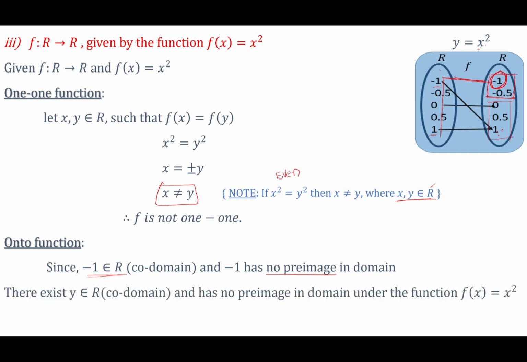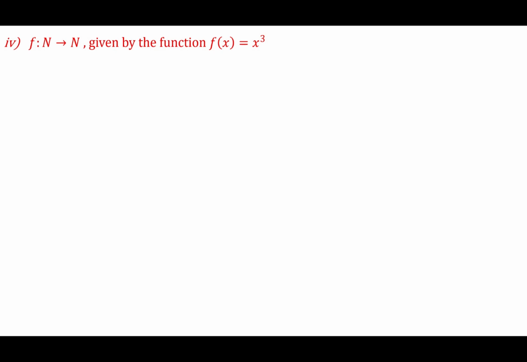So in a formal sentence: there exists y belonging to the codomain that has no pre-image in the domain under the function f of x equals x square. So the given function is not an onto function. Part 4 of question 2.